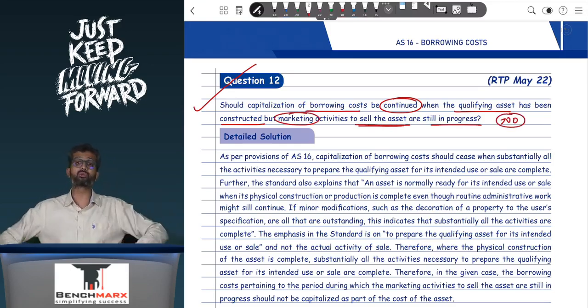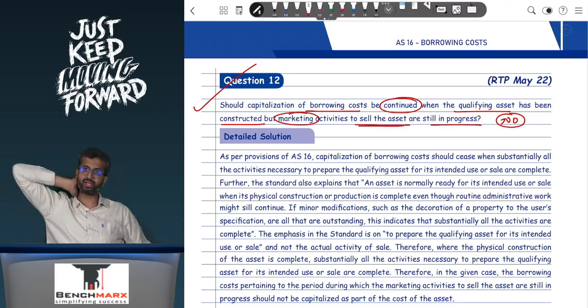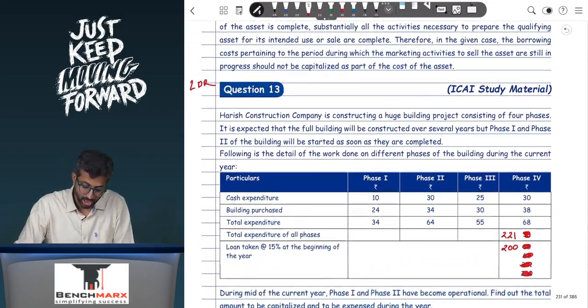It is like saying that you are a builder, you constructed the flats, it took you 3 years to construct the flat. Now the flats have been constructed, but now you are marketing to sell those flats. Well, the flats are ready for use and or ready for sale, as the case may be, and hence capitalization has to stop at this point. Okay, so your answer is no. Then you go to question number 13.